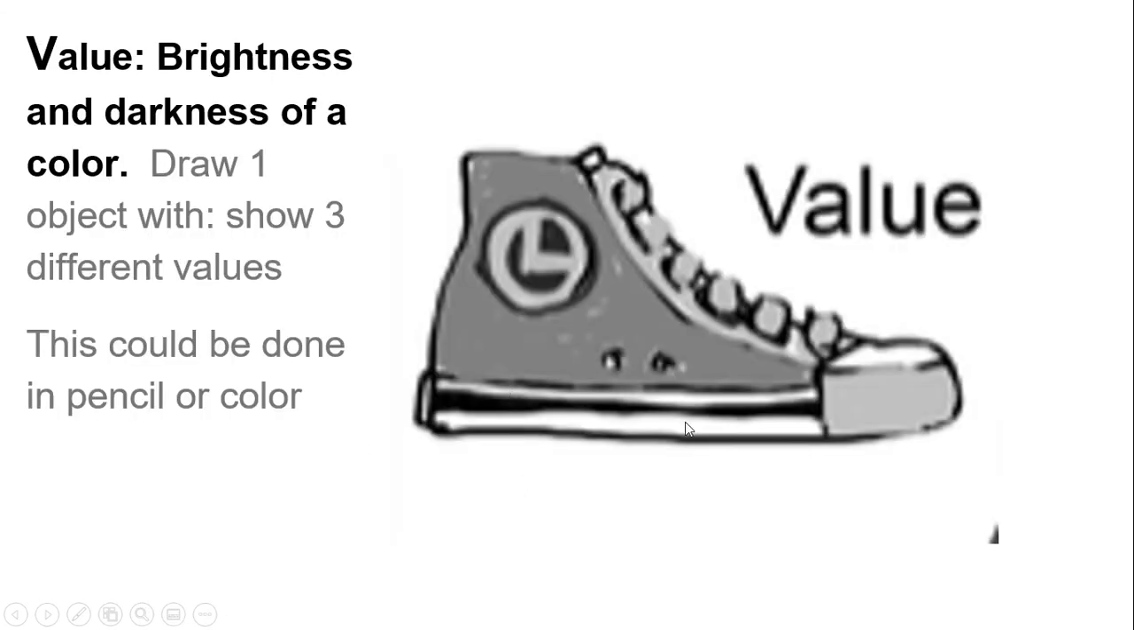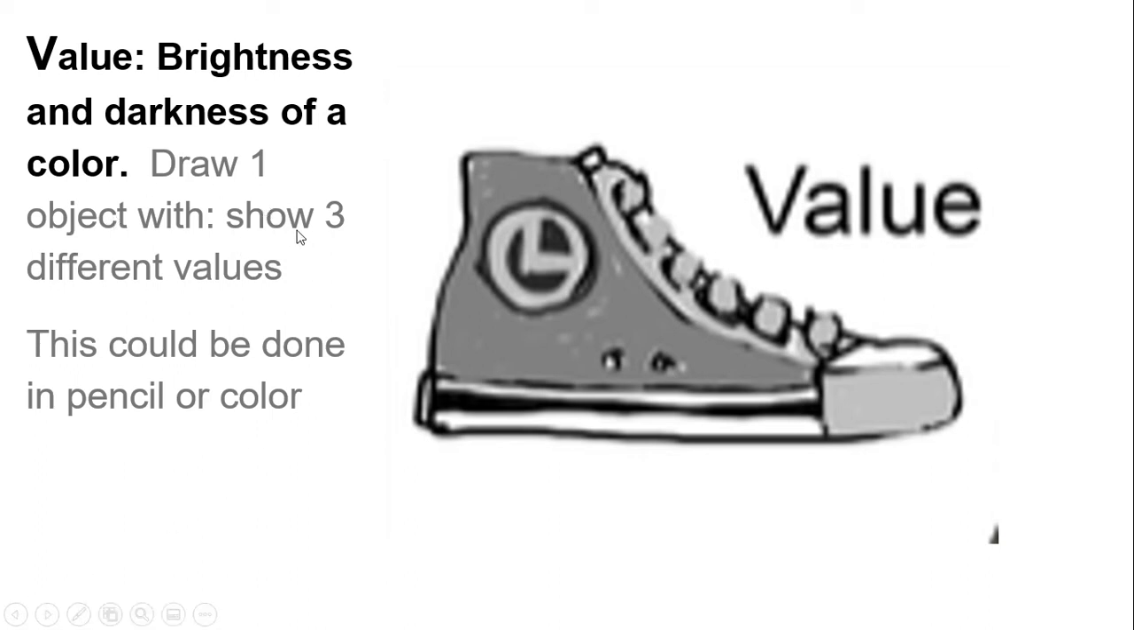So value, my picture's a little blurry here, but value is the brightness and darkness of a color. So when you're doing this, you can do this in just pencil and use a gray value scale. So you're going from light gray or white to light gray to medium gray to black or something. Or you could use colored pencils if you have them, or crayons, whatever you've got on hand if you haven't grabbed supplies from me yet.